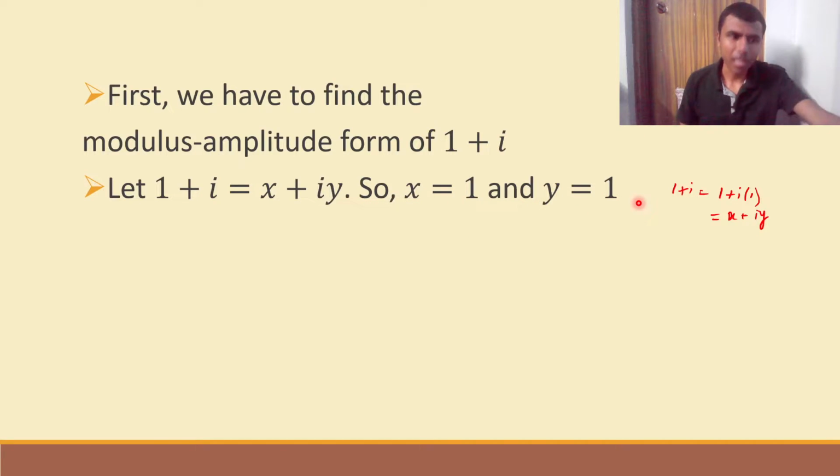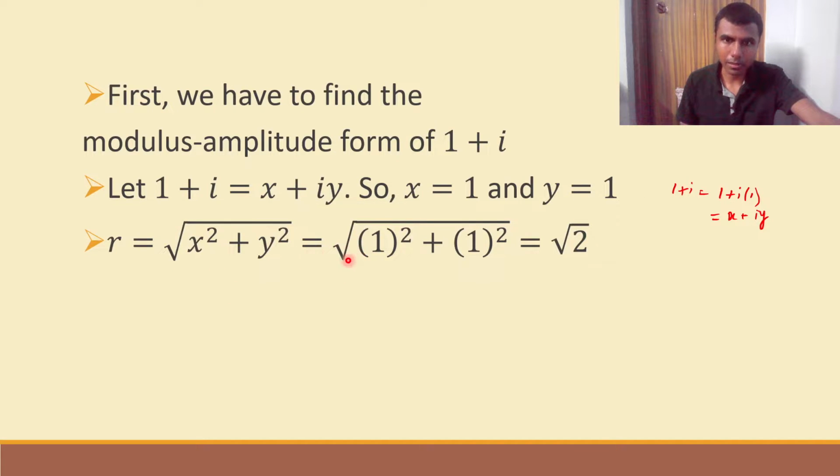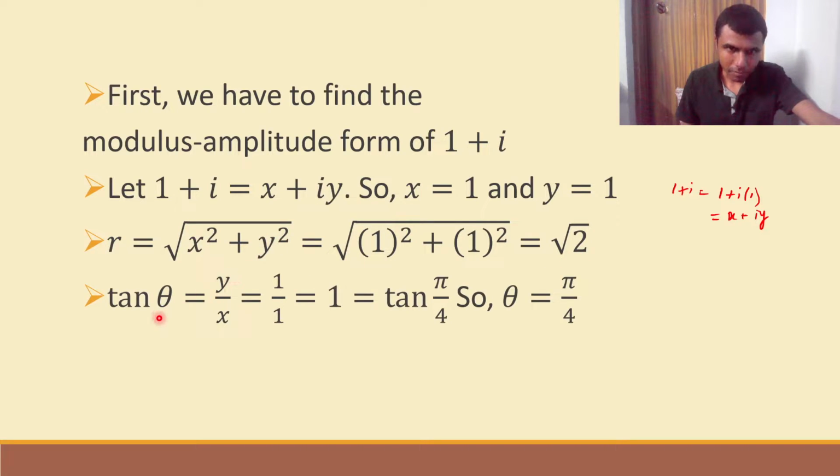r is under root x square plus y square, which is nothing but under root 1 square plus 1 square, which is under root 1 plus 1, which is root 2. Now next we have to find out theta. To find theta, we are going to use tan theta equal to y by x. What is our y? 1. What is our x? 1. So 1 by 1 is 1. And 1 is nothing but tan pi by 4. So tan theta is tan pi by 4, so theta is pi by 4.